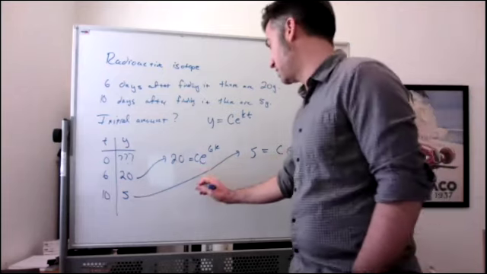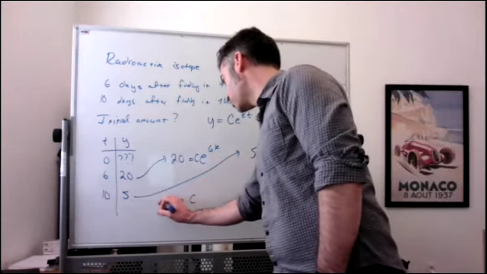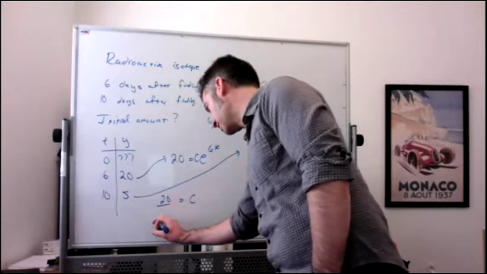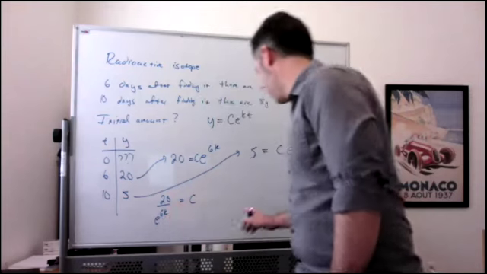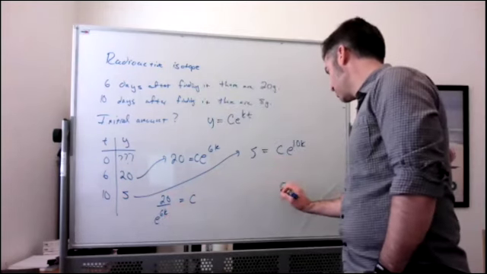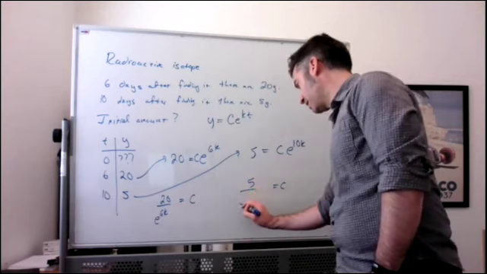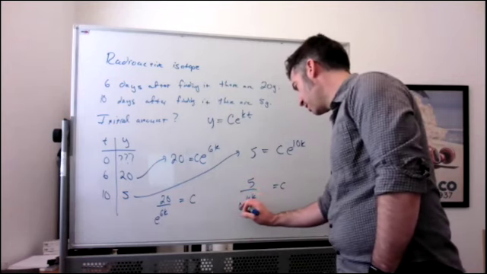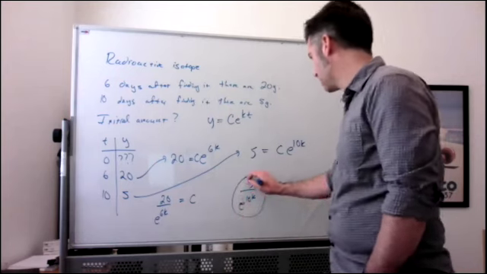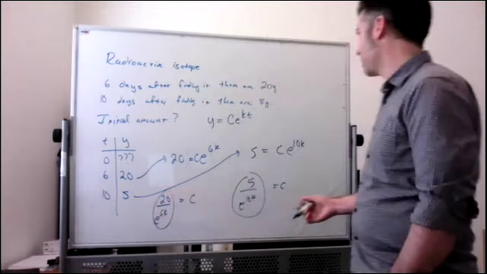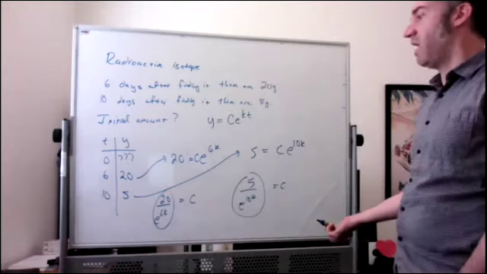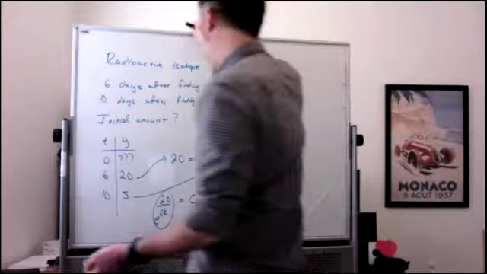So I solve this for c. C is equal to 20 divided by e to the 6k. If I solve this one for c, c is equal to 5 divided by e to the 10k. And then we're going to set this equal to this. Do I have enough room? Not really. I'm going to do it on the other side of the board.